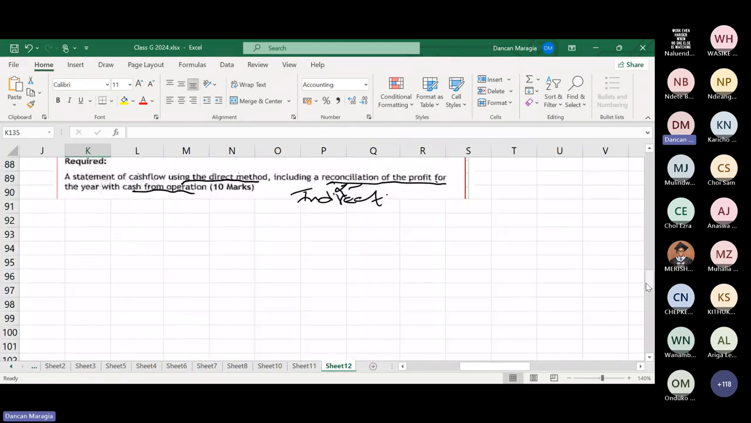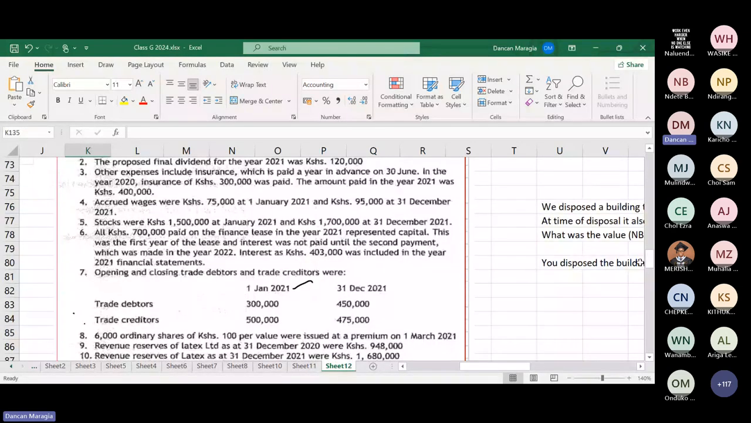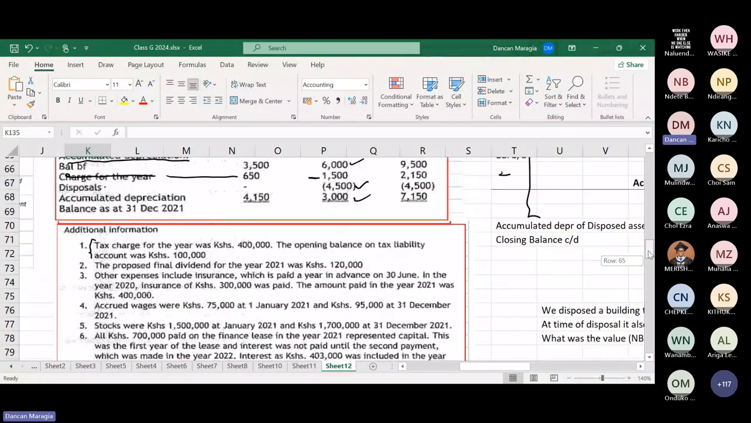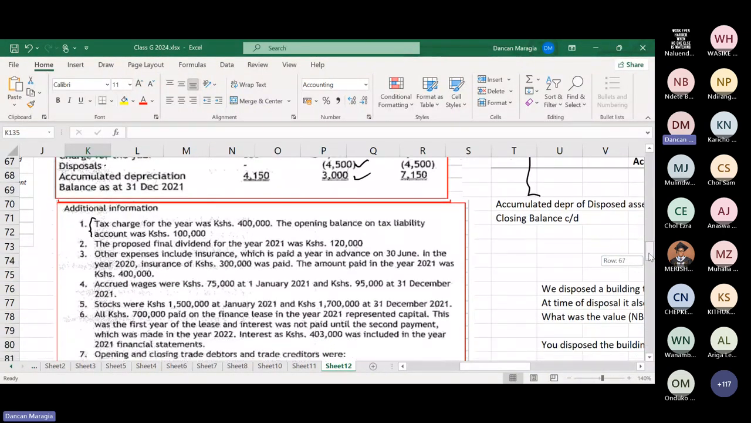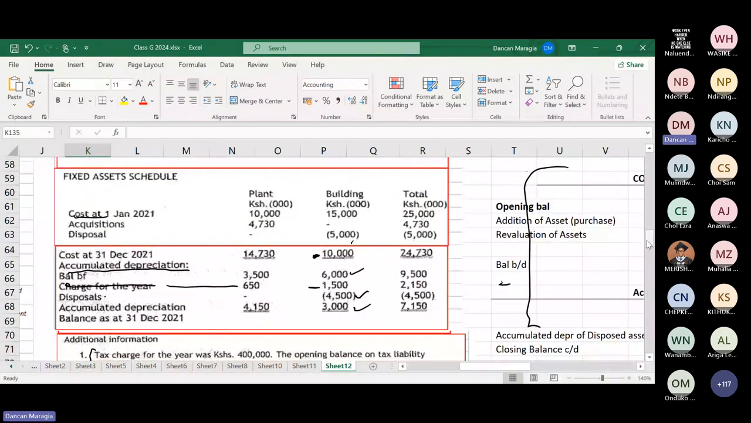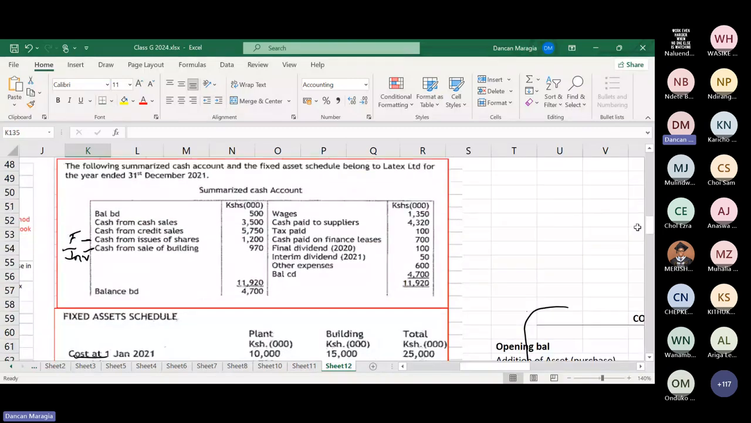Now, the problem of leaving a question midway sometimes is, I hope people can remember where we were in our last class with that question. We looked at that concept where we said this asset disposal, a building having a value of 5,000 cost and having accumulated depreciation of 3,000, then we realize it was disposed, cash from sale of building 970.